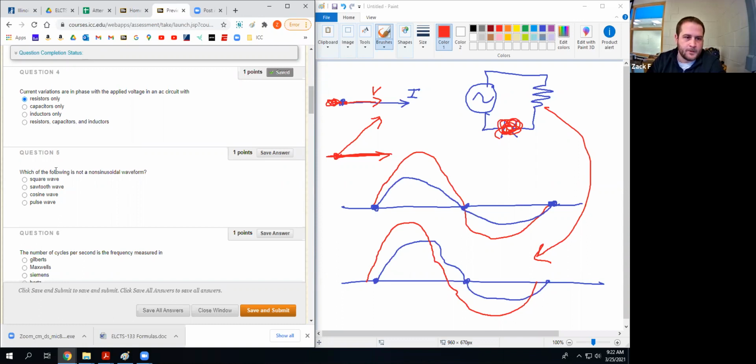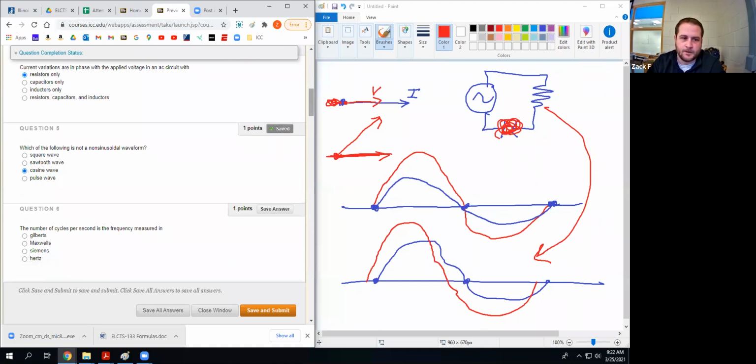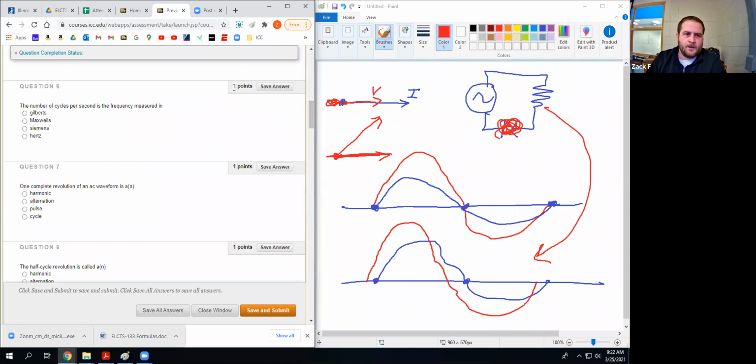Which of the following is a non-sinusoidal waveform? Cosine wave. And that probably came straight out of the book, right? They give you some examples of waveforms, and cosine waveform was probably just made up for a question. Number of cycles per second is the frequency measured in what value? Hertz.